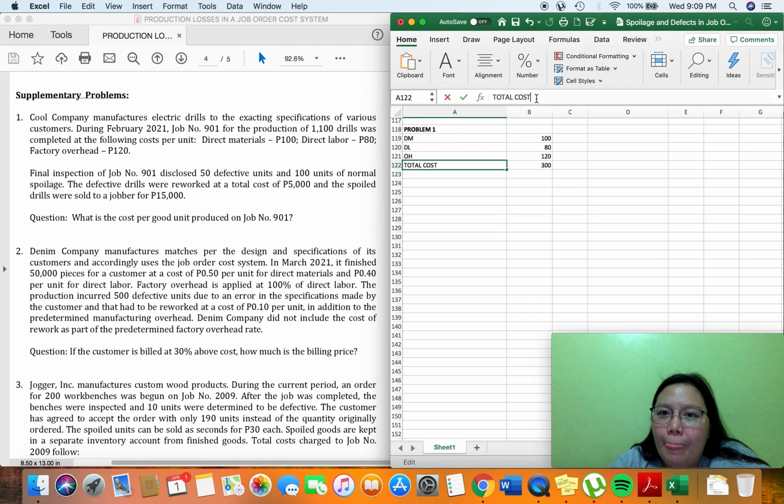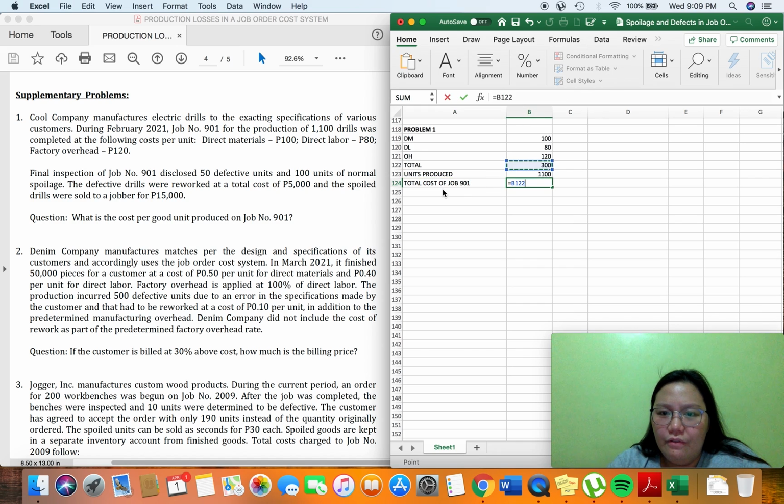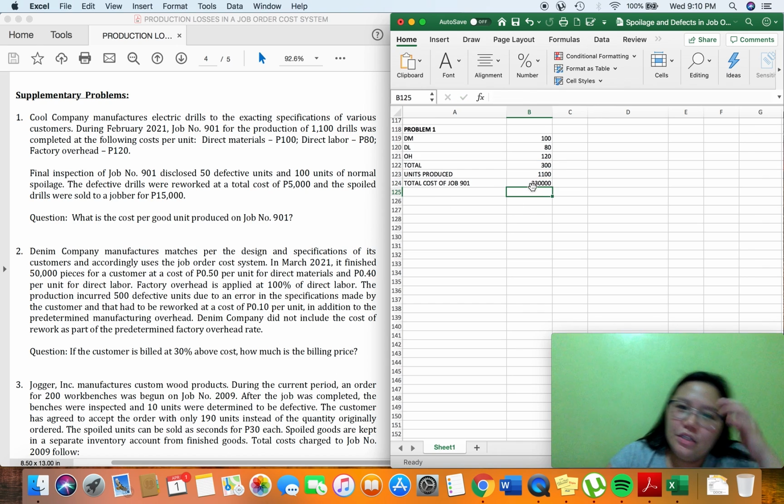of 300. And then, we will multiply this by the number of units, diba? Units produced, which is equal to 1,100. So, yung total cost of job 901 we have is equal to, I think, 330,000. So, this is the total cost of job number 901 before the defective units and the spoiled units natin. Okay? So, we go to the second paragraph.